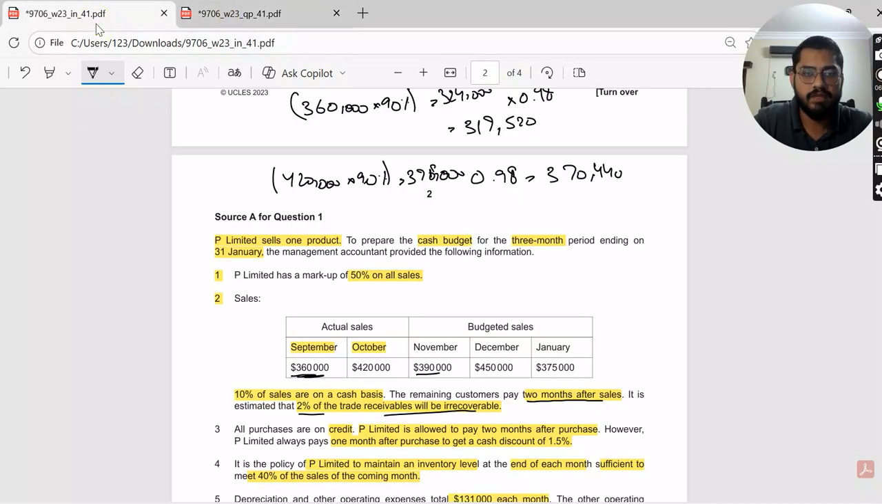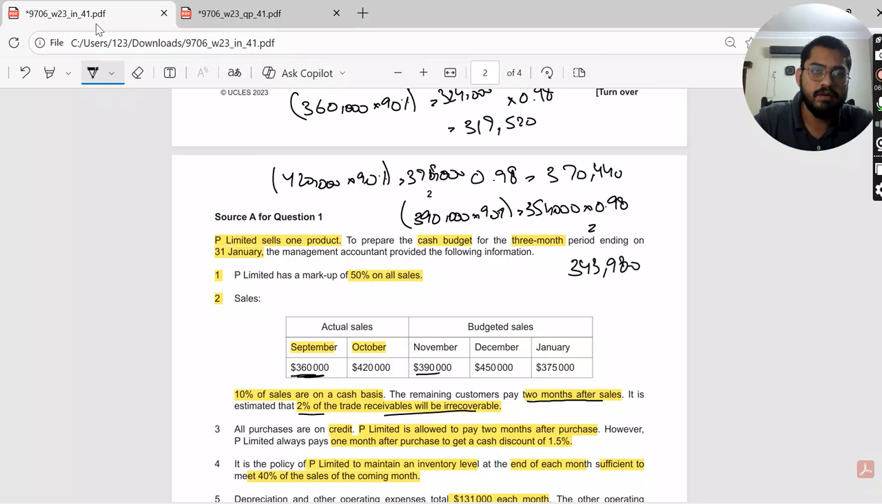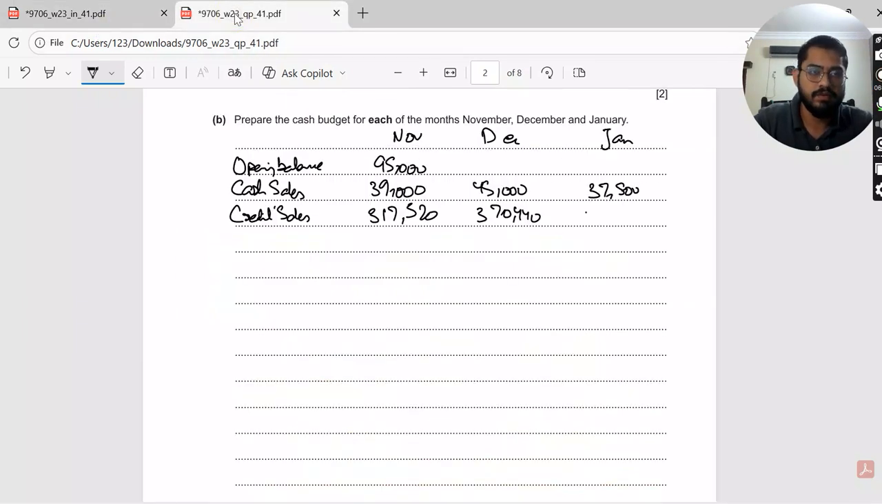Then for the month of January, we'll be recovering the sales from the month of November, so it would go as 390,000 multiplied by 90%, which would be 351,000, and then multiplied by 0.98 to adjust the irrecoverable debts. This would come up to 343,980.